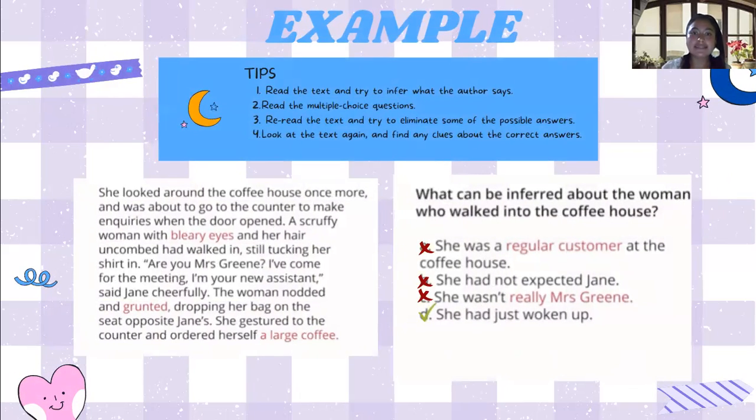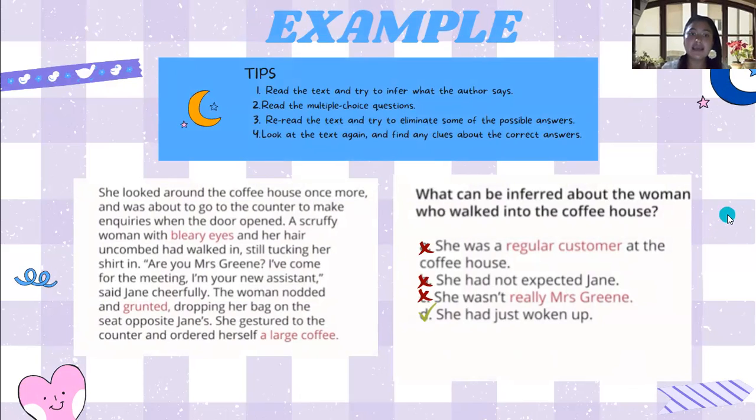Okay, here we have an example of part 5. To do this, you're going to read the text and try to infer what the author says. Then you're going to read the multiple choice question. After that, reread the text and try to eliminate some of the possible answers. That is, you're going to eliminate answers that are not mentioned in the text. Like here, I eliminate the letters A and C because there is no information in the text.